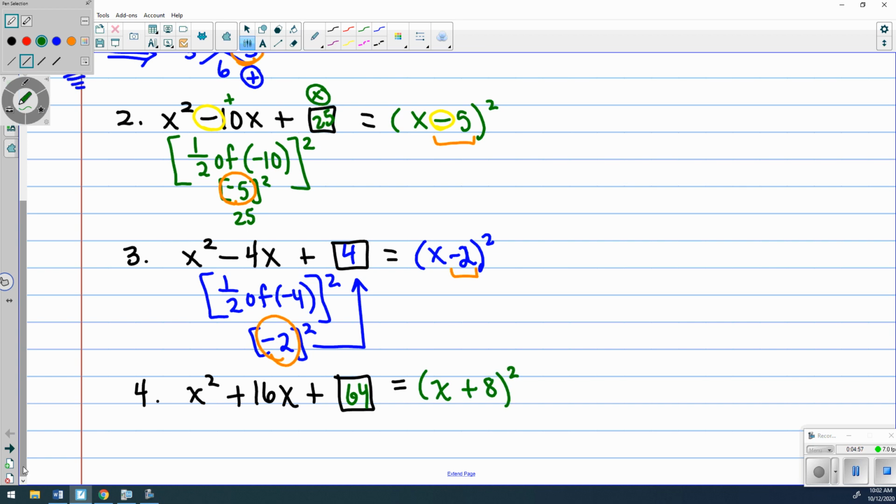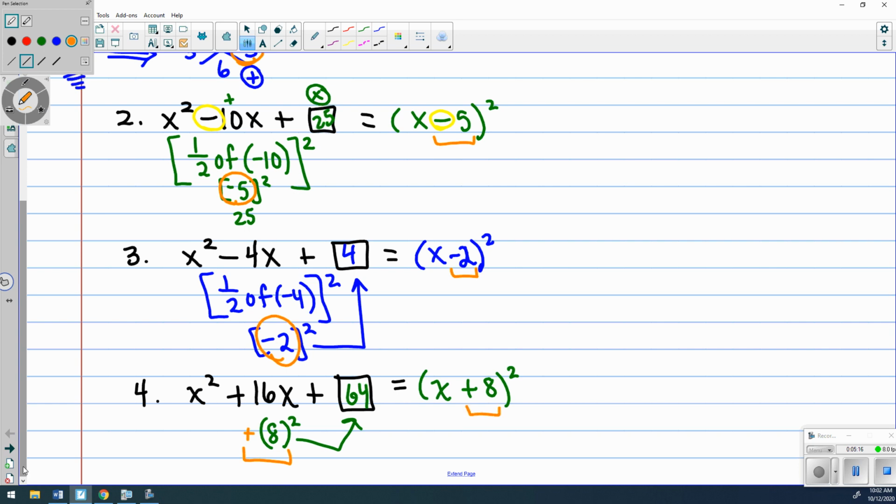All right, so what did I do here? Half of 16 was 8. 8 squared gave me 64, and then that 8 went right here. Positive 8, positive 8. I'm going to put it in orange so you see it. Positive 8, positive 8.